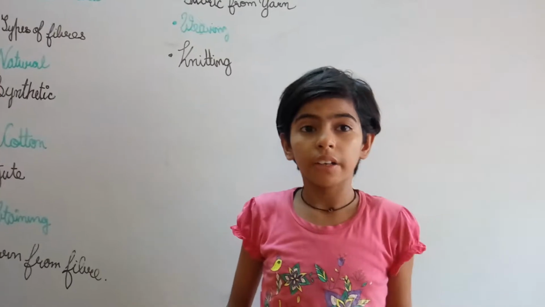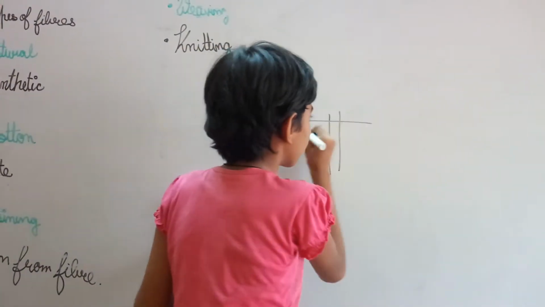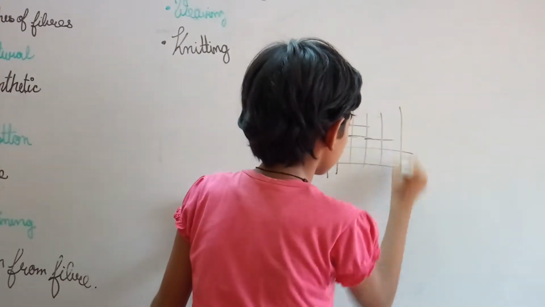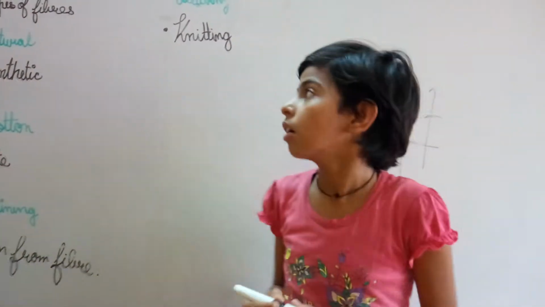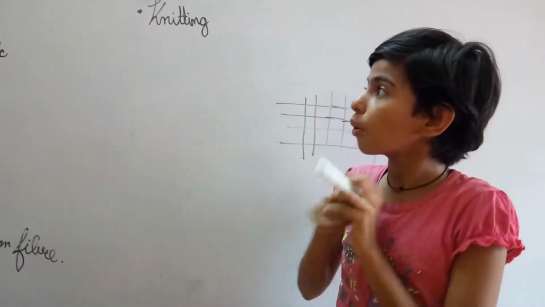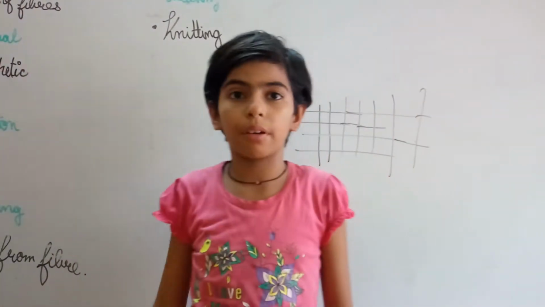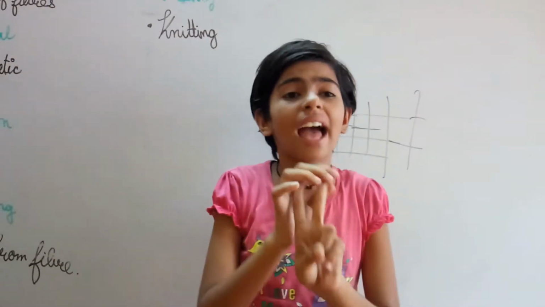If we weave the yarn, just like that, we get the fabric. So now we are going to learn about types of fiber. There are two types of natural fiber: plant source and animal source.